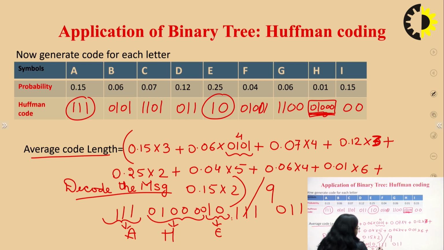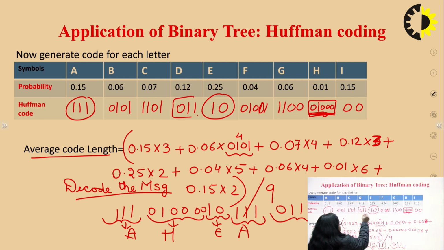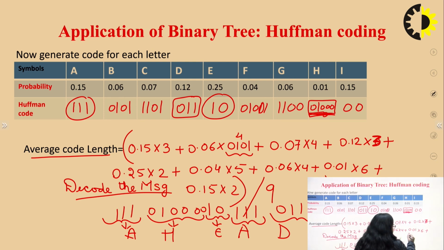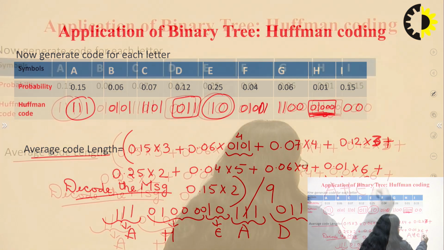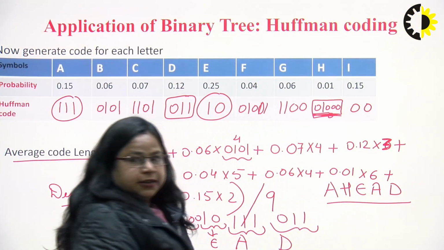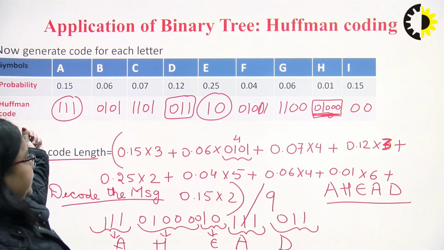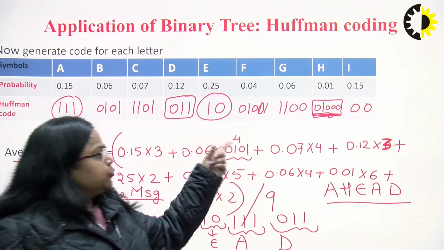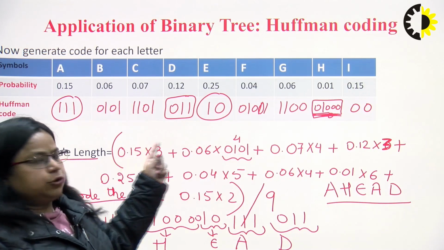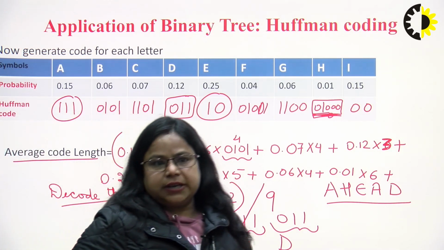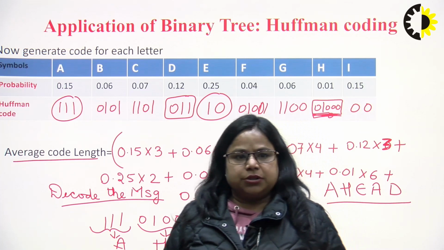Then after that we get 111, that is A, right? And then after that 011 gives the code D. So we have to write D. After generating this particular code, we came to know that the message is AHEAD. Clear? So this is the way we decode the given message with the help of the generated Huffman codes. First of all, we have to generate the codes, and then we can calculate the average code length, as well as easily decode the message.